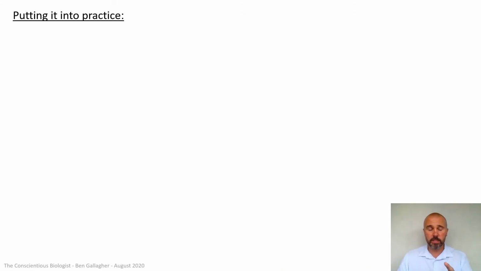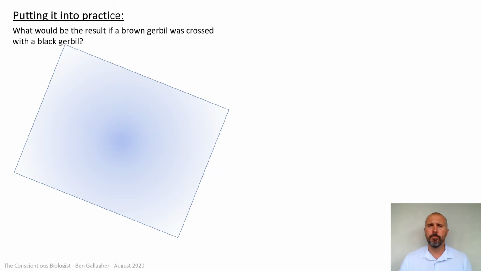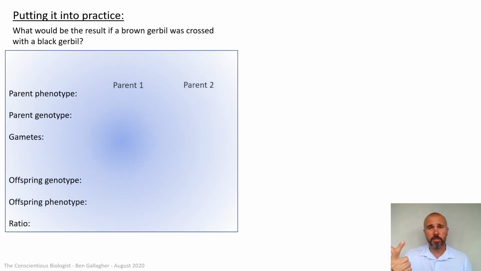So sticking with the same gerbil example and fur colour and looking at the black and brown alleles, let's pull this question up. What would be the result if a brown gerbil was crossed with a black gerbil? Now, if that's all you're given in the exam, you've got to do some deduction work here. Always start though with that same framework, okay? Think parent 1, parent 2, and the 6 stages that you need in a genetic cross, and start to think, right, well, what on here can I fill in from the information they've given me?